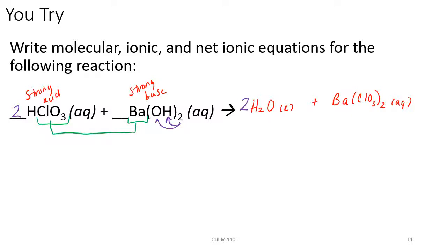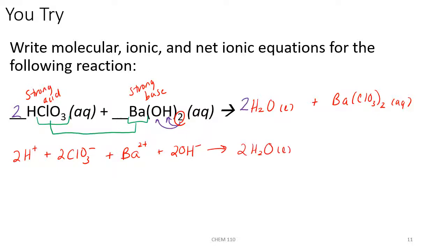When our strong acid dissociates or ionizes, it'll ionize 100%. So we're going to get 2H+, because we have a coefficient of 2 out in front, plus 2ClO3-. Our barium hydroxide is a strong base. That'll fully dissociate in solution: Ba2+ plus 2OH-. That comes from the 2 right here, the subscript after the hydroxide. H2O, we don't want to break that up. It'll be just 2H2O, which is a pure liquid.